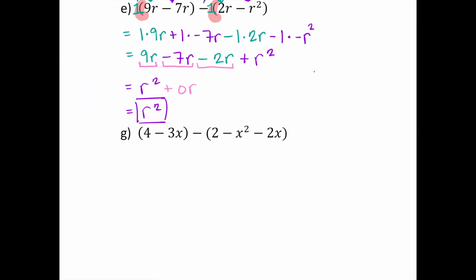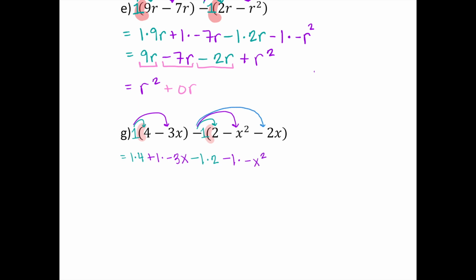For example G, again, let's identify the parentheses. Always start there first. And then the number in front of these parentheses is really a 1. And now when we distribute through, we have a 1 times 4. A 1 times, it's a positive 1, so don't forget the plus, times a negative 3x. And then here, this is a negative 1 times 2. A negative 1 times a negative x squared. And we have a negative 1 times a negative 2x.